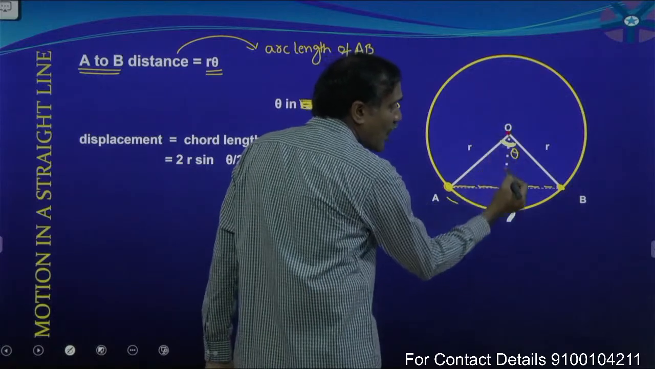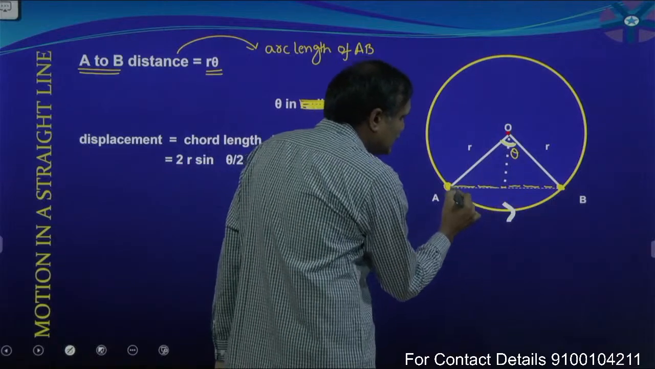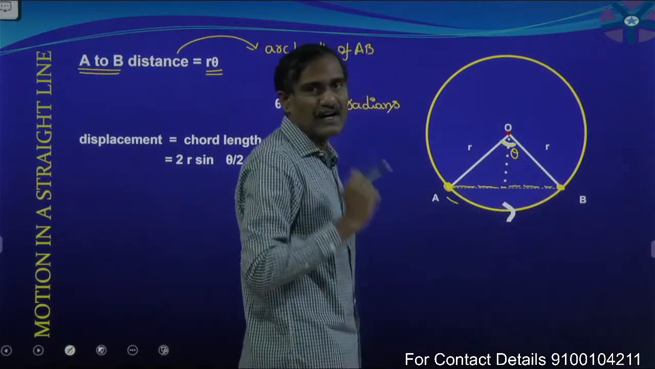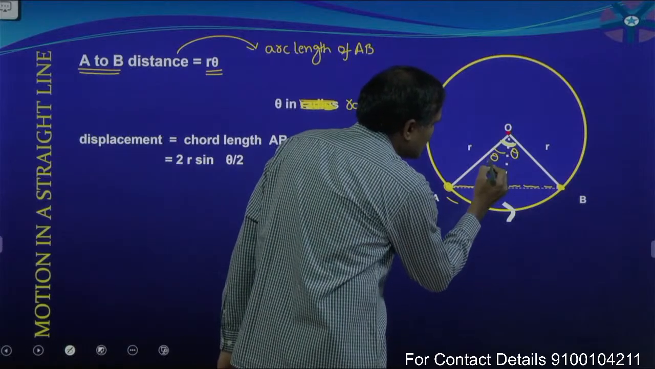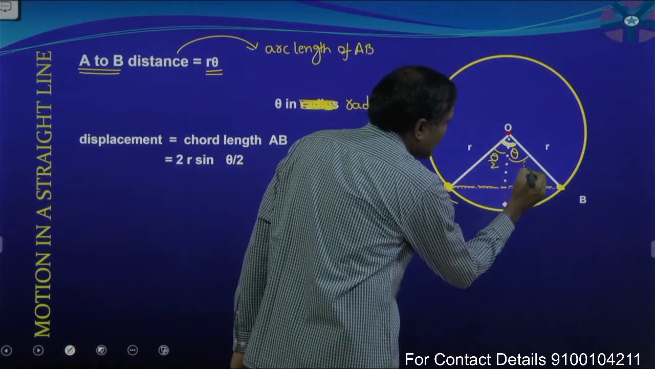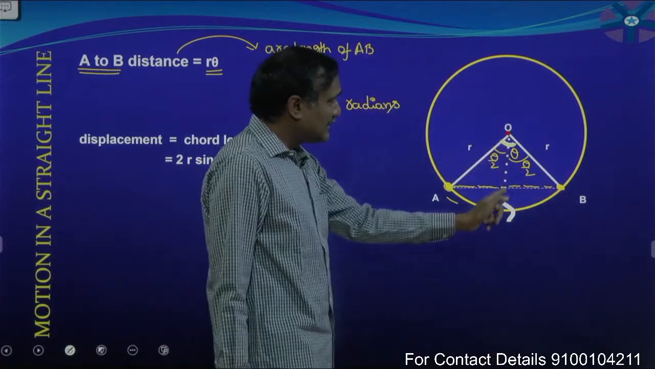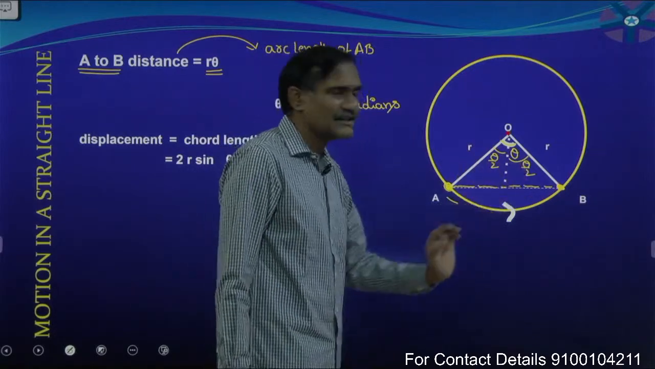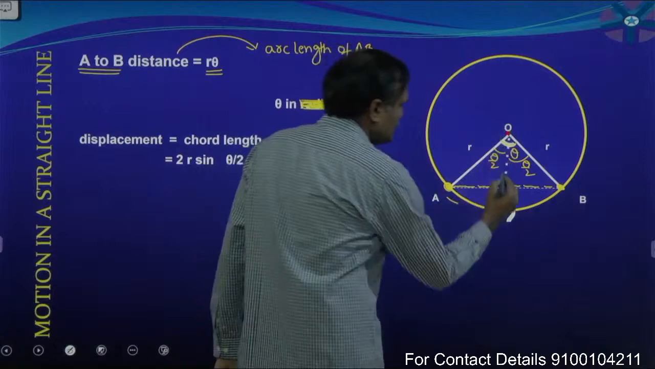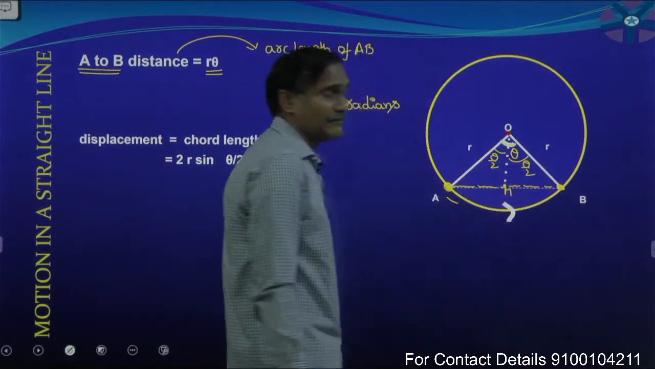line from O onto this chord. This line bisects AB into two parts. Let us assume this angle is theta by 2 and this angle is theta by 2. That is, this line bisects that angle also. Therefore, it is theta by 2, and this one is also theta by 2. Assume this point is M.